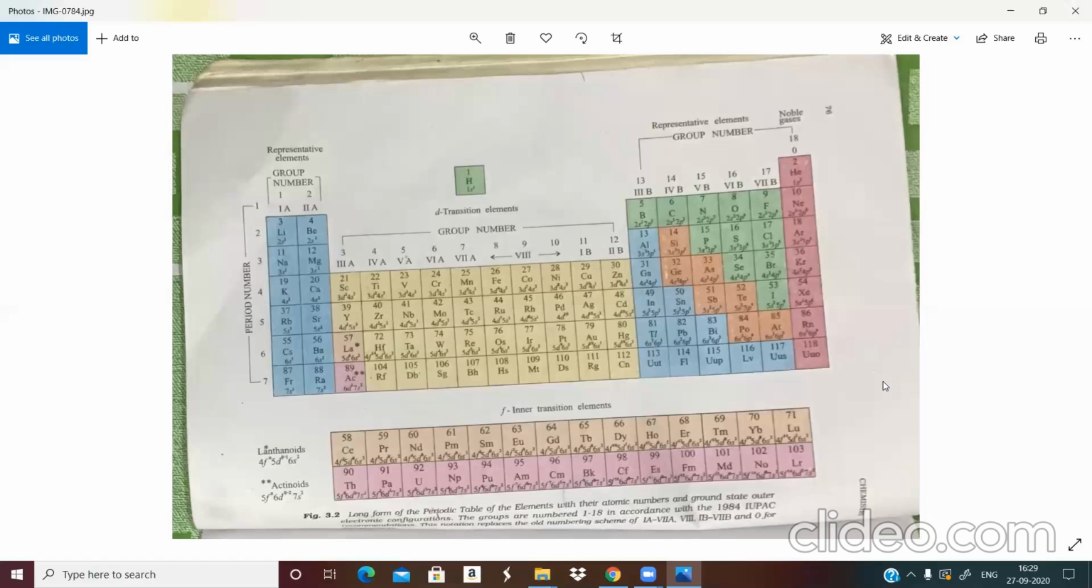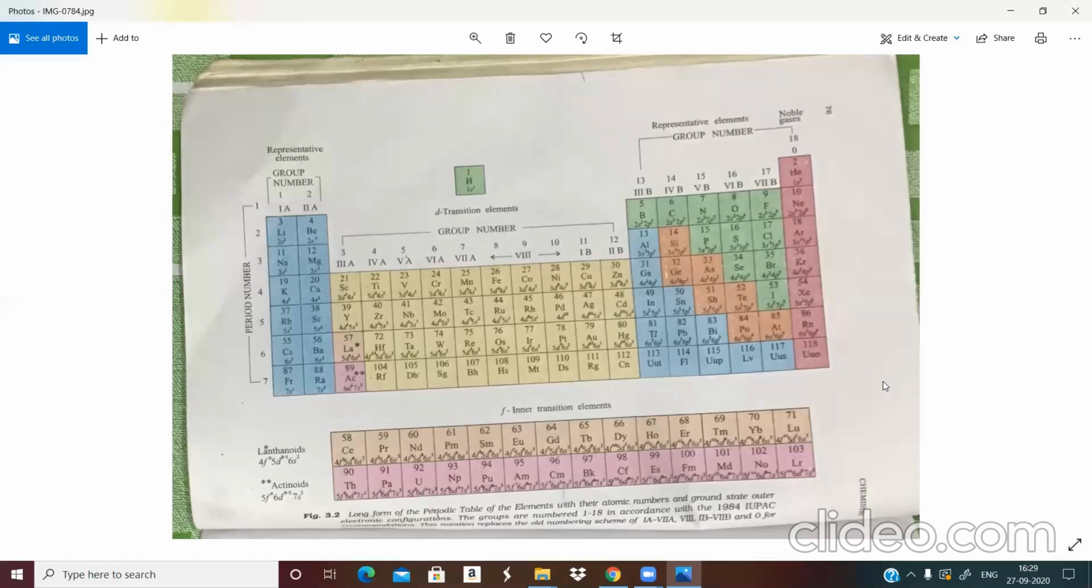The first period, n is equal to 1, starts with the filling of the lowest level, that is 1s, and therefore has 2 elements, hydrogen and helium, with the electronic configuration of 1s1, and for helium 1s2. That is the filling of the first shell where K shell is completed.